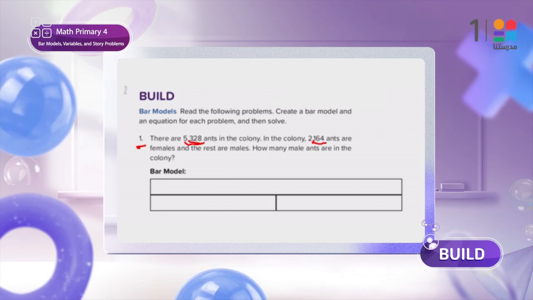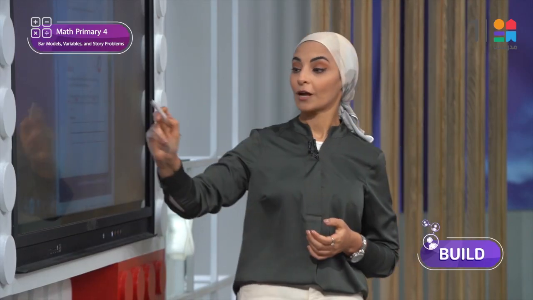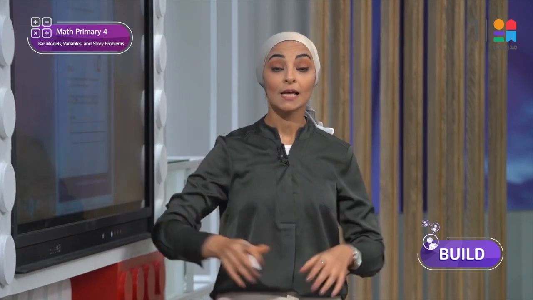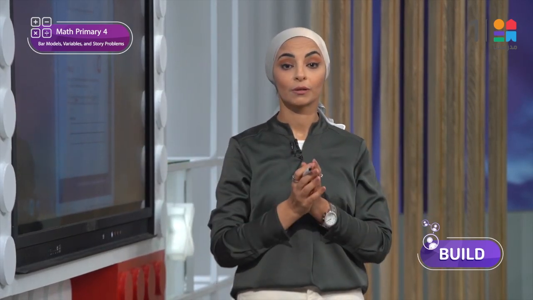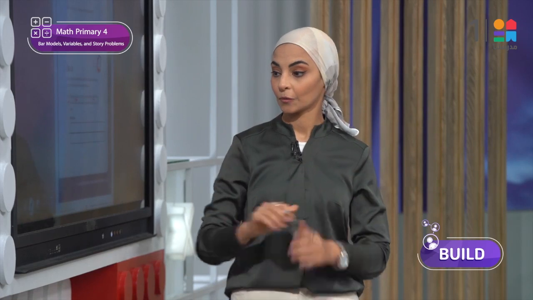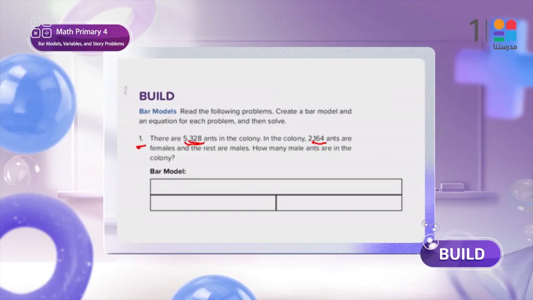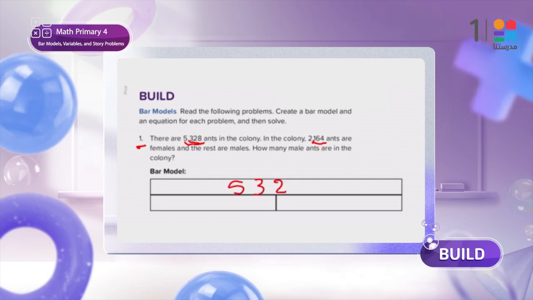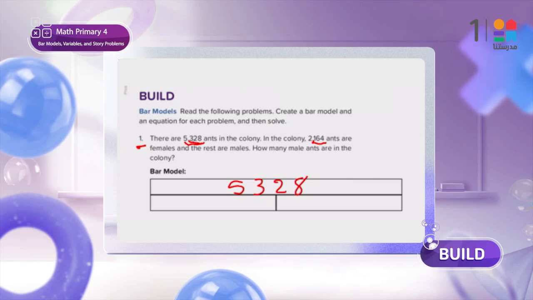What should I do? Yes, as you see here, 5,328 is the whole number. It is the whole number. Okay, this is the bar model, so I will put the whole number here, which is 5,328, as you see.